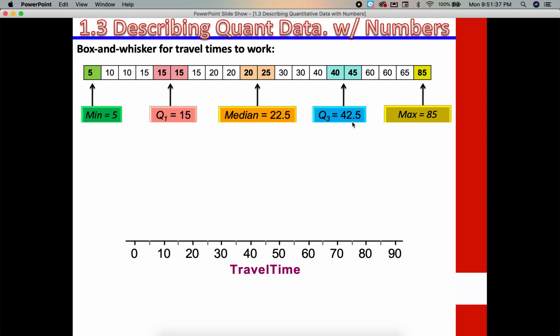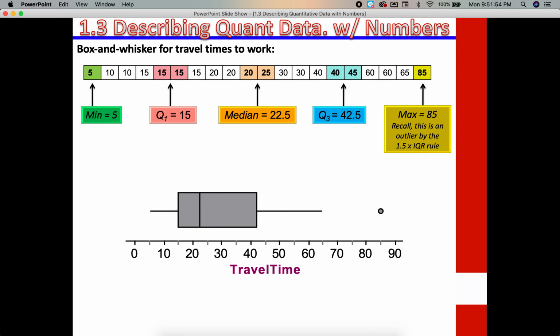On the right side, if I take that 41.25 and add it to Q3, that gives me 83.75. So what this means is anything that is equal to or greater than 83.75 is an outlier, which means that our maximum value here qualifies as being an outlier by the 1.5 IQR rule.